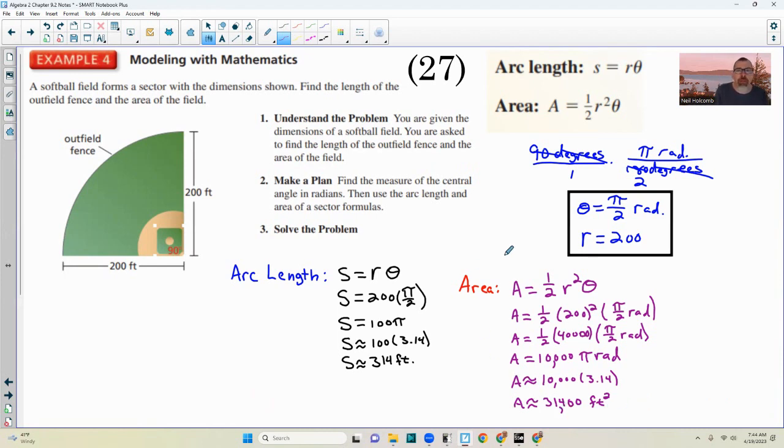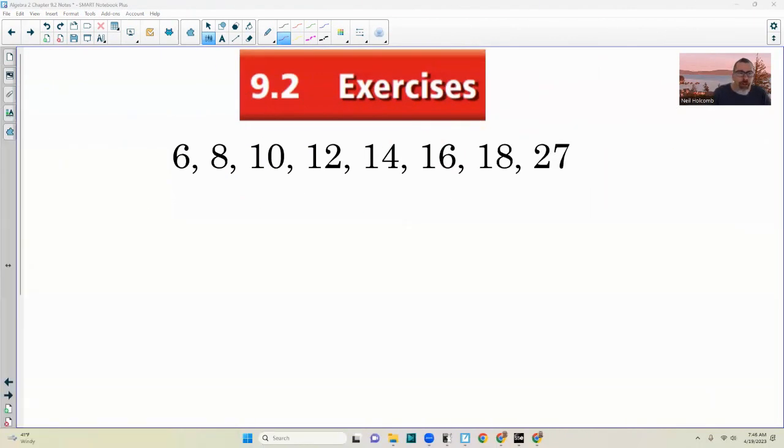So now you should be able to do problem number 27 in your exercises. That brings us to the end of chapter 9.2. Hopefully you understand a little more about the unit circle and radians and degrees. These are the exercise problems I assigned.